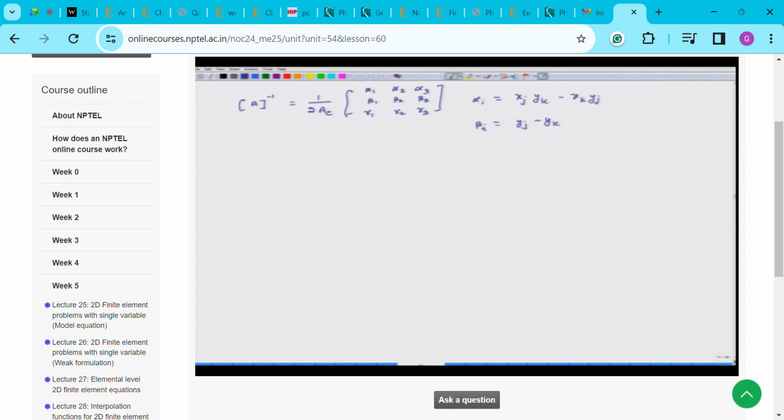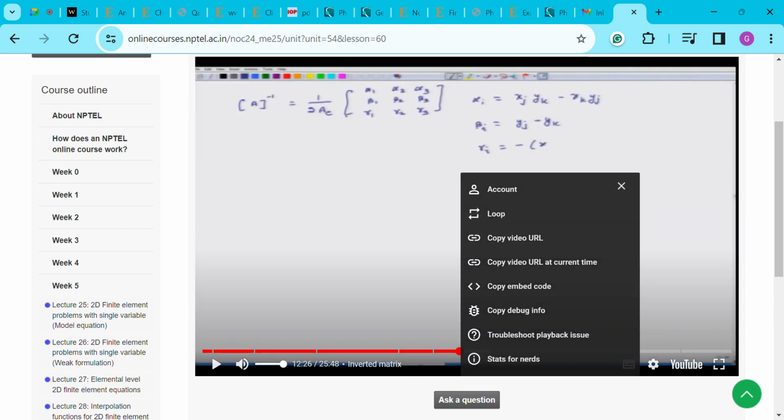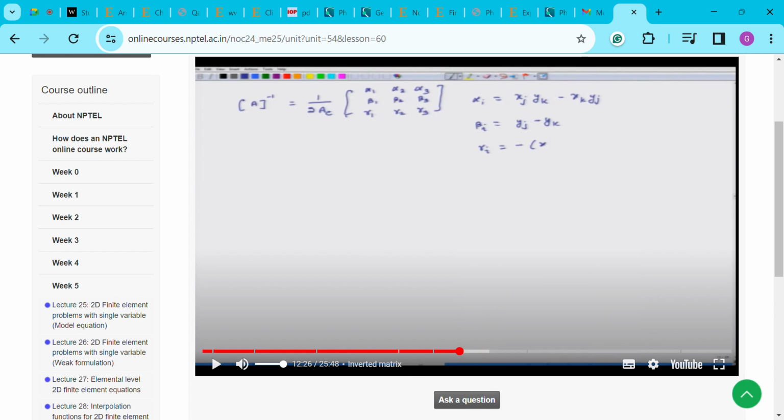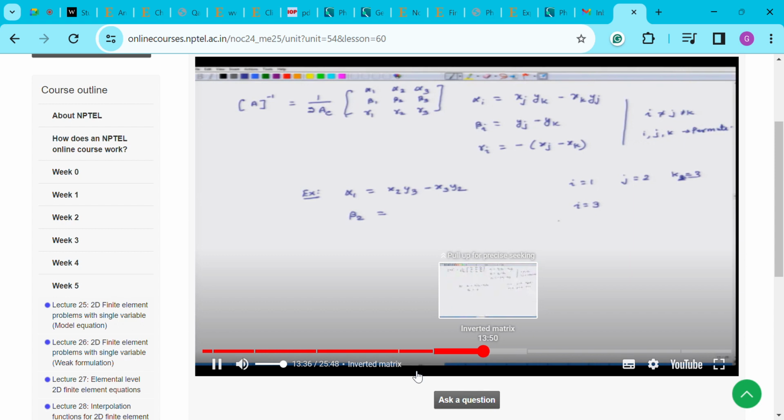Minus some Yj, and gamma i equals minus Xj minus Xk. I would say don't worry about this thing here. You just do it in a standard way, how you do the inverse. Actually, I have seen this formula used in other sources also. They are using the same formula to calculate this inverse and other things.